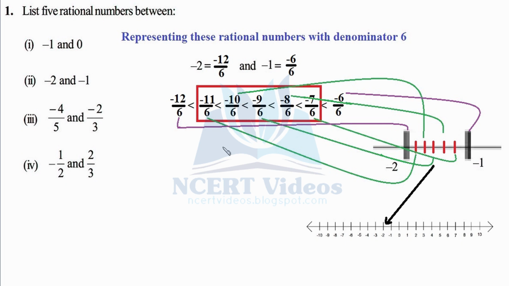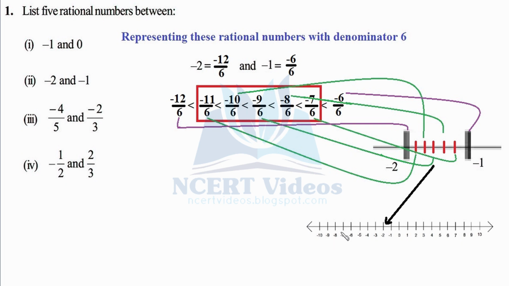In a number line system, the left side means a smaller number, and since minus 12 is small as compared to minus 6, therefore it is written on the left hand side. So now we can get 5 rational numbers between these two rational numbers. Minus 12 will be somewhere here, and we have minus 11, minus 10, minus 9.